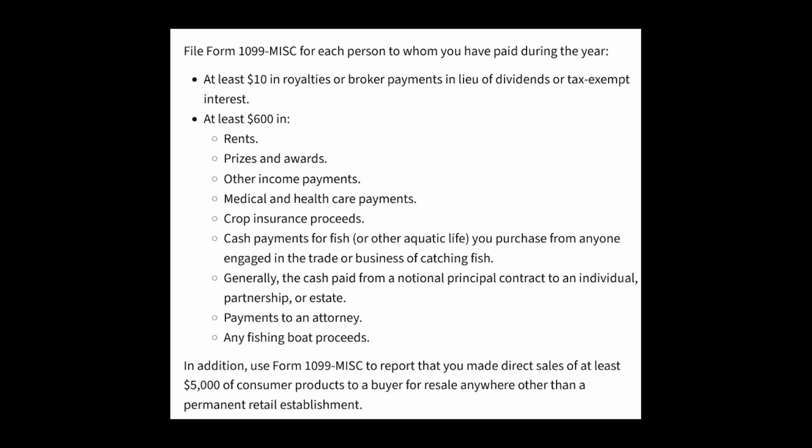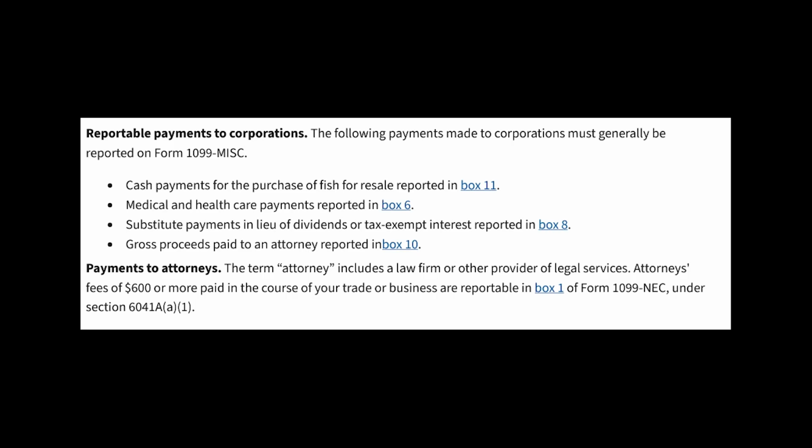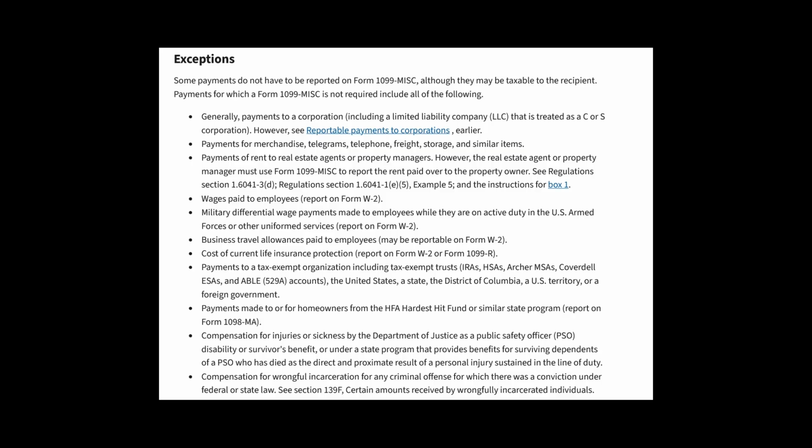The IRS states that you are to file Form 1099 miscellaneous for each person in the course of your business to whom you have paid the following during the year: at least $10 in royalty or broker payments in lieu of dividends or tax-exempt interest, and if you paid at least $600 in any of the following categories. Now, there are some exceptions to filing a Form 1099 miscellaneous, and in some cases, the amount paid is still taxable. However, a 1099 miscellaneous is not required to be issued. These exceptions are available at irs.gov.